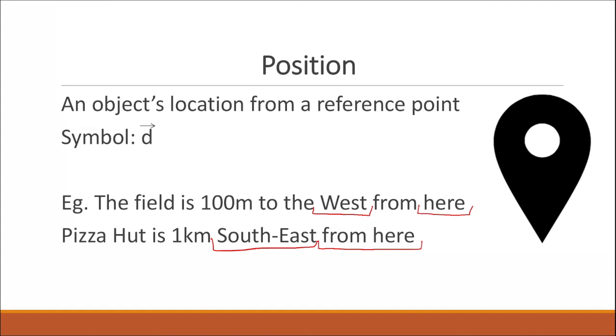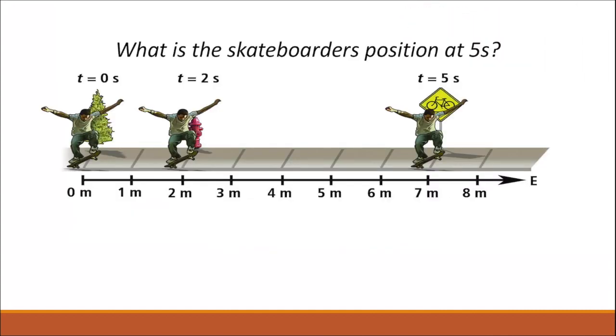This has a measurement which requires a direction, so this is a vector. For example, what is the skateboarder's position at 5 seconds? At 5 seconds, the skateboarder has traveled 7 meters starting from the tree. So you can say the skateboarder is 7 meters east from the tree. However, you can change this reference point and have a different answer.